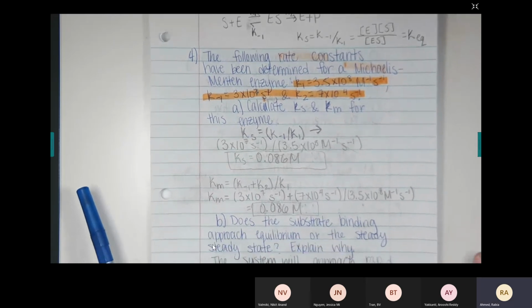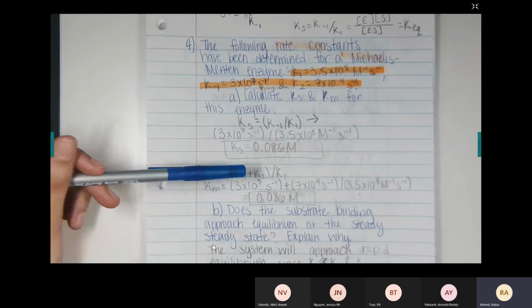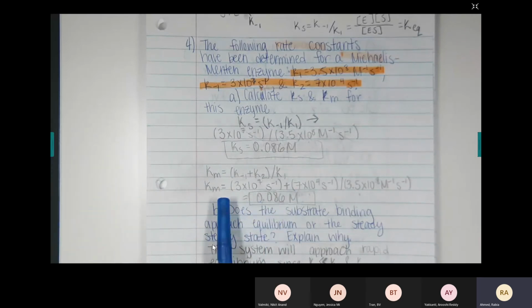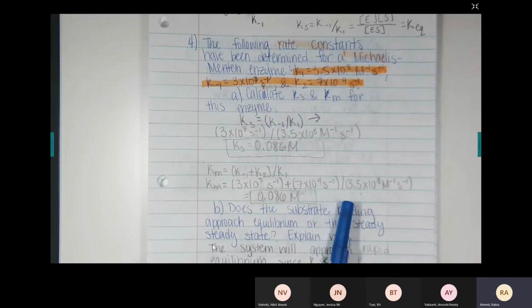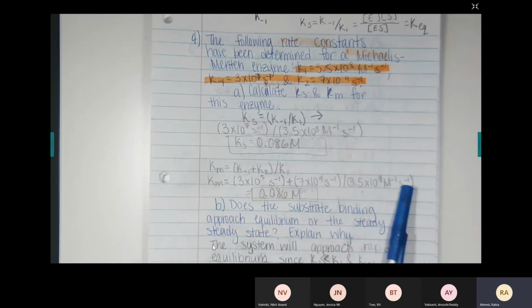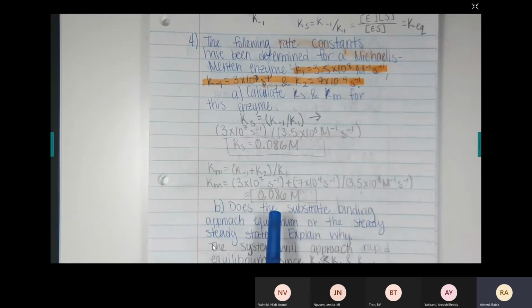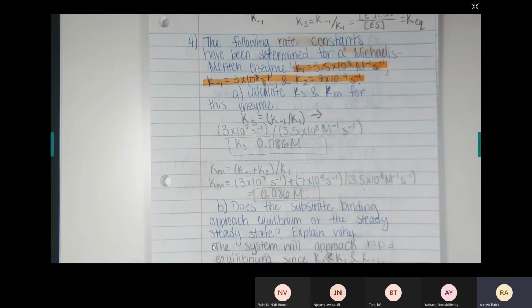And then for the Km, it's going to be equal to k negative 1 plus k2 over k1. So Km equals 3 times 10 to the 7th s^-1 plus 7 times 10 to the 4th s^-1, divided by 3.5 times 10 to the 8th M^-1 s^-1, and it's equal to the same. It's equal to 0.086 molar. I know it's a little confusing.